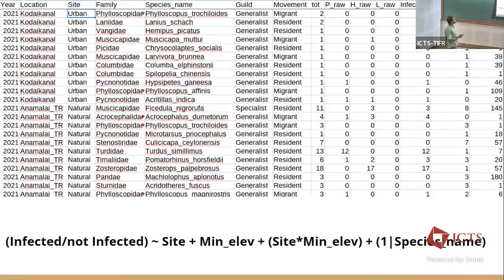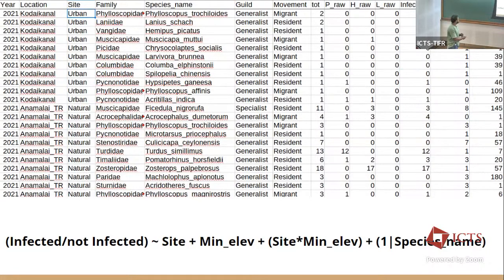And then the total number of individuals of this species from this location, and how many are infected with Plasmodium or Hemoproteus or Leucocytozoon. So this is the proportion data that I get. And inherently, the species ID becomes a random effect, because it is very well known from all the studies that different species may respond differently to parasites. So species goes in as a random effect here.